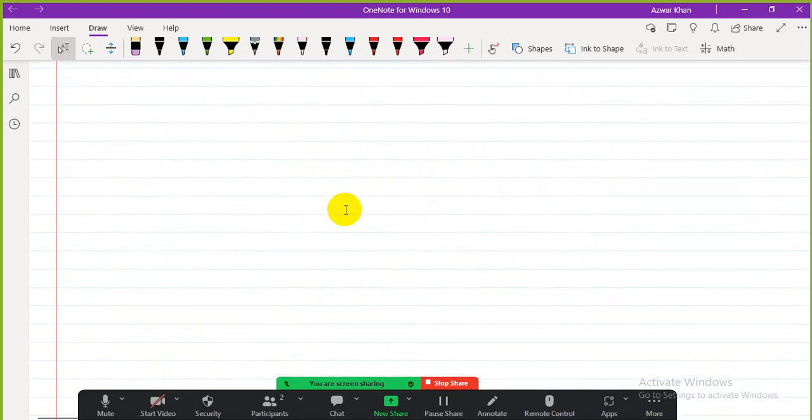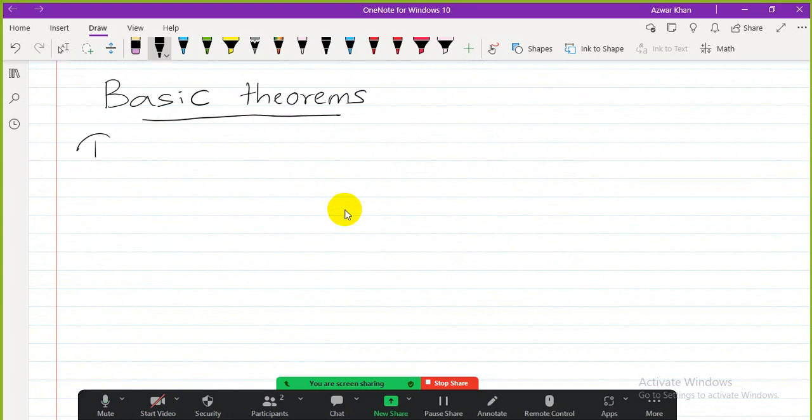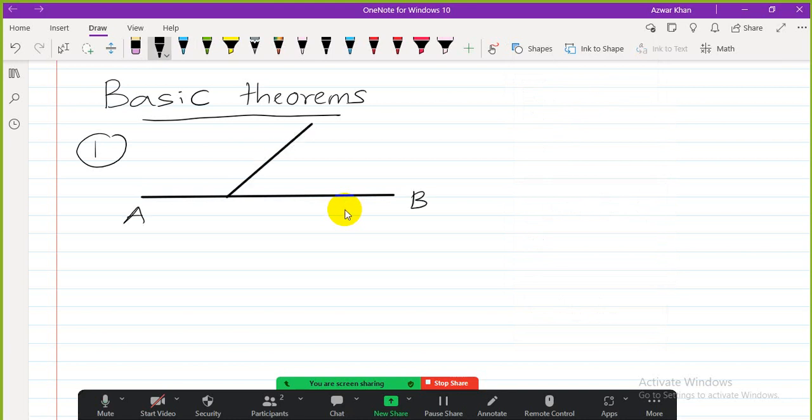Right. Now let's see some basic theorems. Number one. The last time also I told. If you take a straight line, you are drawing a straight line. Let's say this line is AB, and it is intersected by the line CD. Then there are two angles formed. Yes or no? We'll name this angle A and this B.